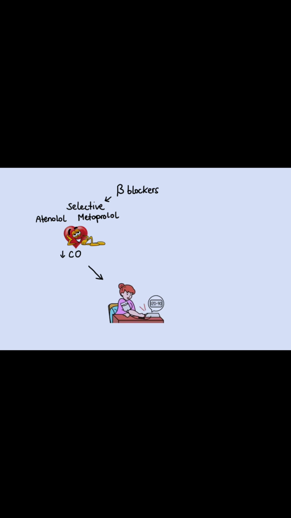Next, we have selective beta blockers, such as atenolol and metoprolol, which selectively block beta-1 receptors on the heart, thus causing decrease in cardiac output and thereby decrease in blood pressure. As you may remember, we also have non-selective beta blockers, such as labetalol and carvedilol, that can additionally block alpha-1 receptors and thus simultaneously decrease vascular resistance.